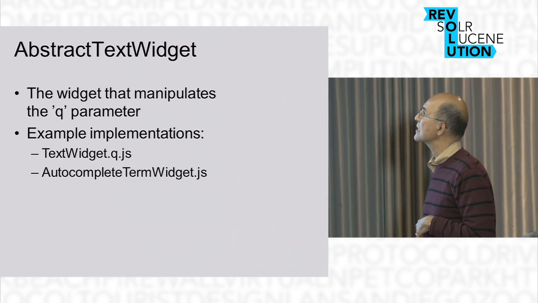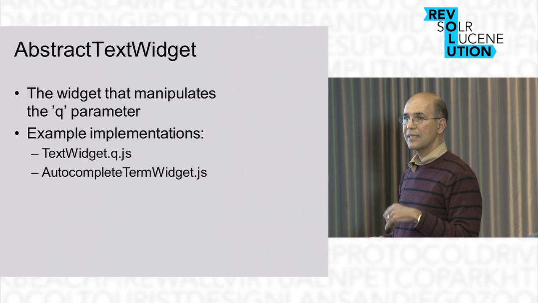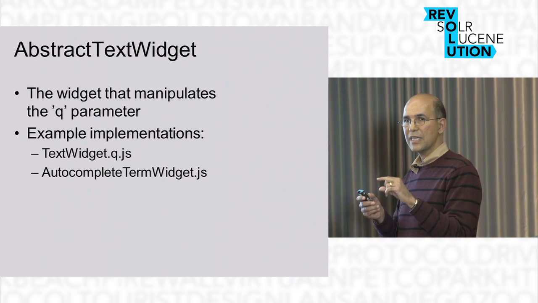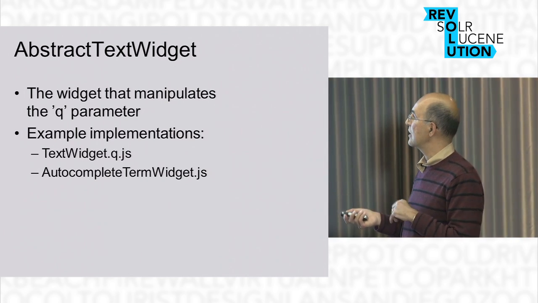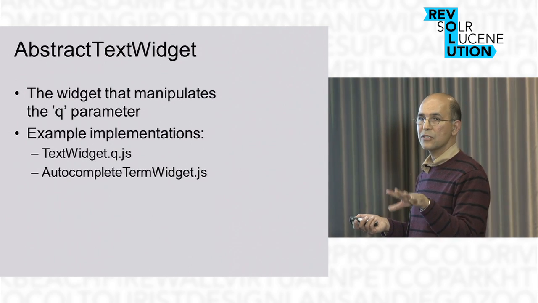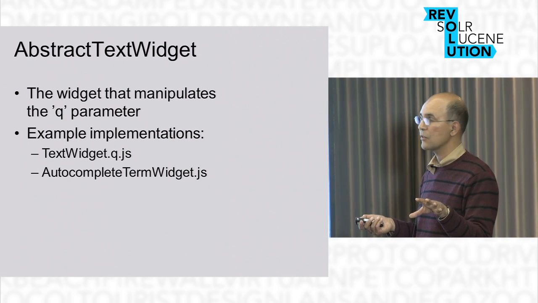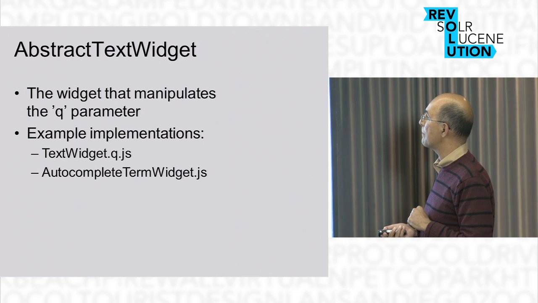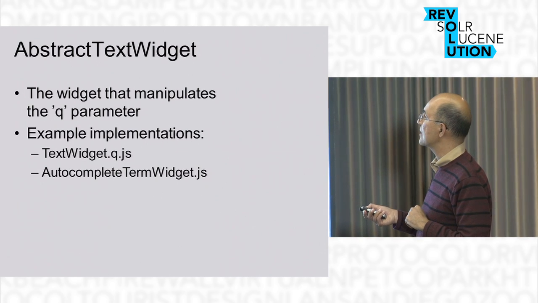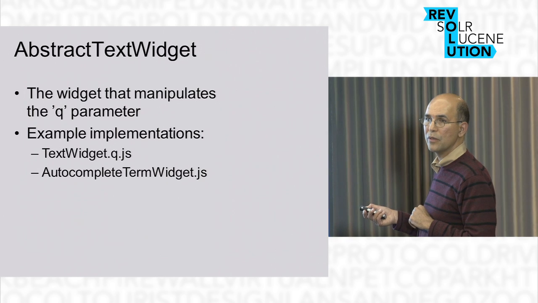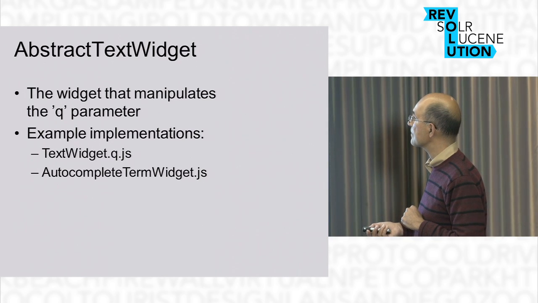Now let's talk about the text widget. What is the text widget? The job of the text widget is just to handle the interaction with the user as far as typing the query, capturing the query request and passing it on to the manager. So basically, its job is just to populate the query parameter of the query.